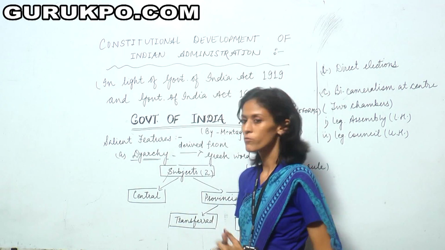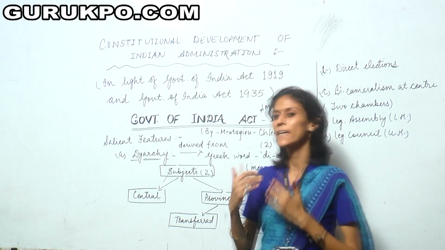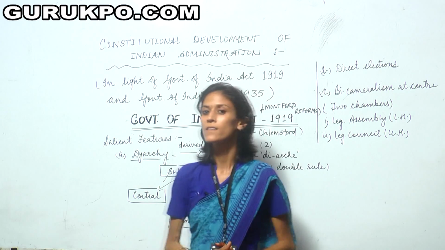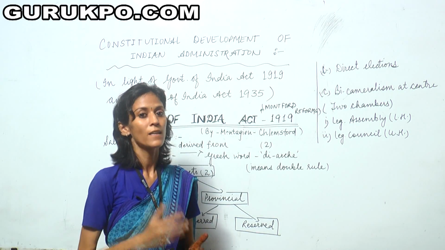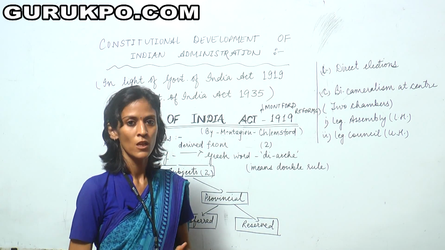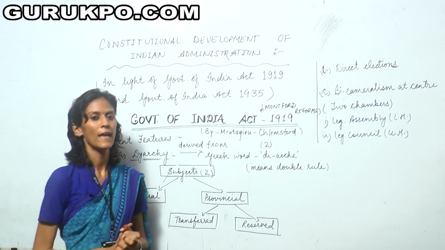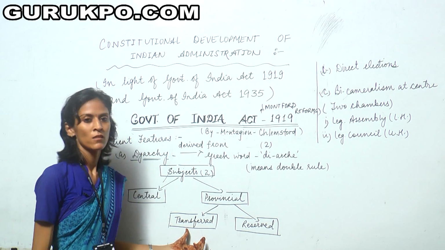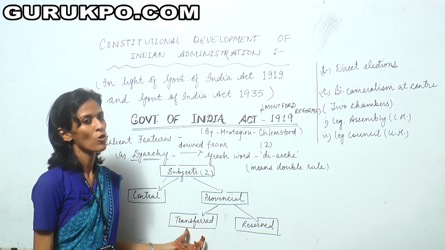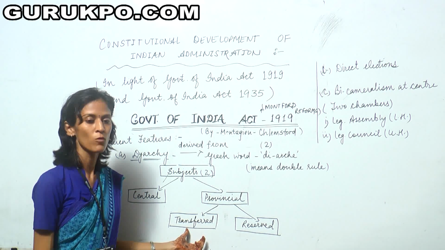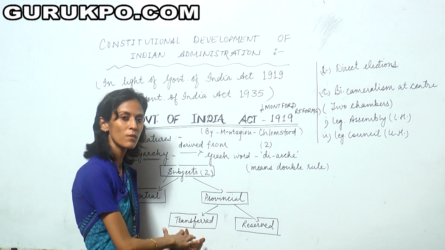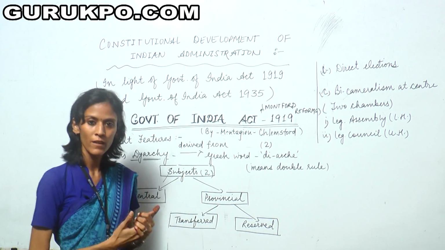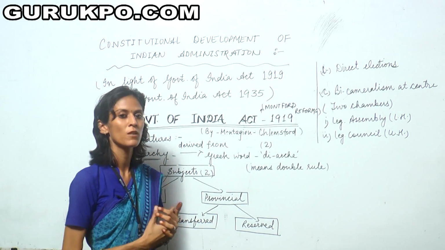And the second is the transferred subject. Transferred means which were delegated or transferred into the hands of Indian ministers. So these subjects were under the legislation of the Governor General, and he was given the aid of Indian ministers. So here some part of the direct element of democracy was seen. But the main thing is that this part or this subject is not responsible to the Executive Council. They were made responsible in some cases, like the ministers had to be responsible to the governor.